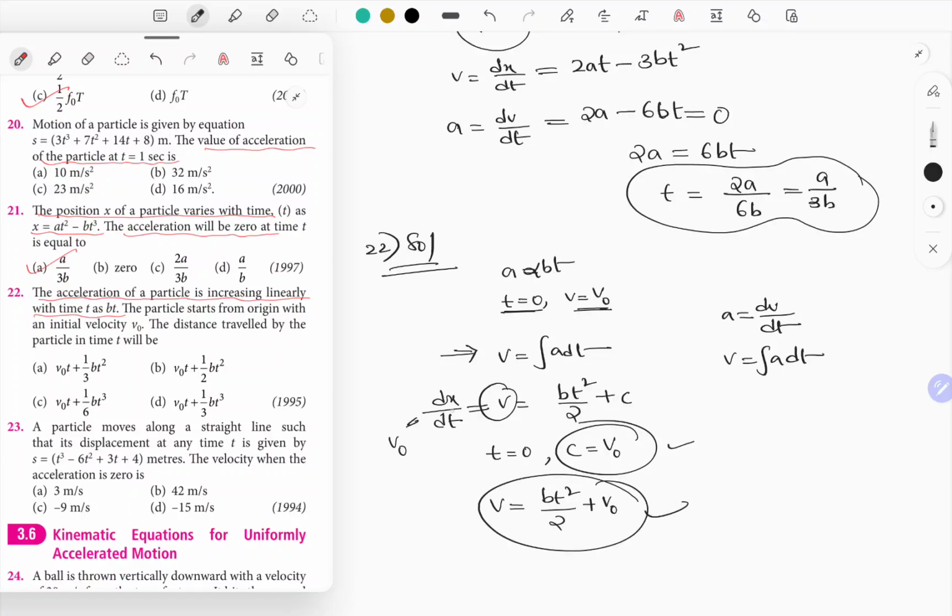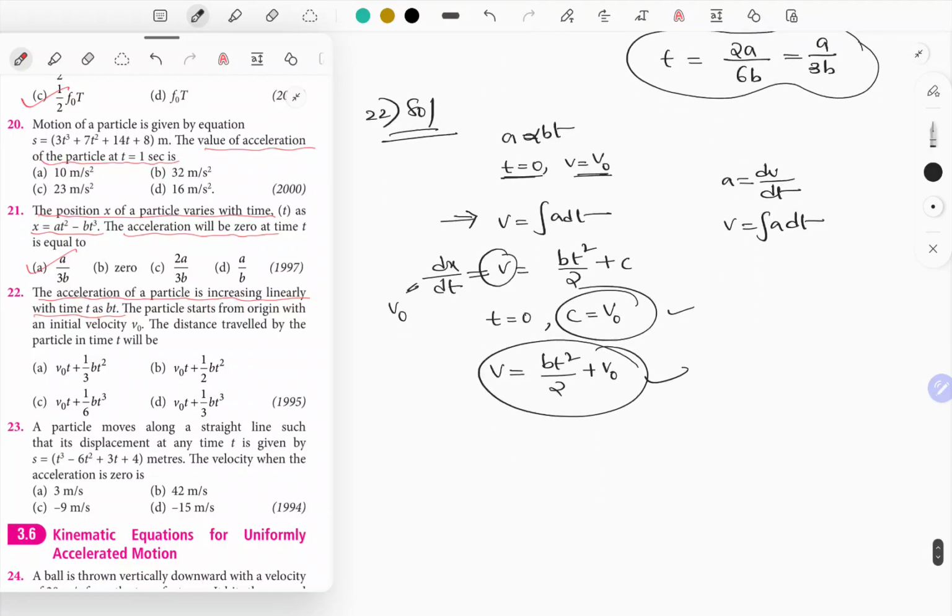Understand? This is dx by dt, bt square by 2 plus c. dx by dt is nothing but velocity. They have already given the initial condition. At t is equal to 0, the initial velocity of the object is v naught. That is the reason this starting velocity, I must consider it as v naught.